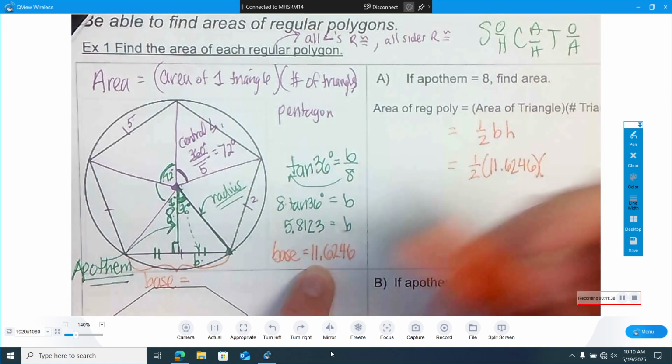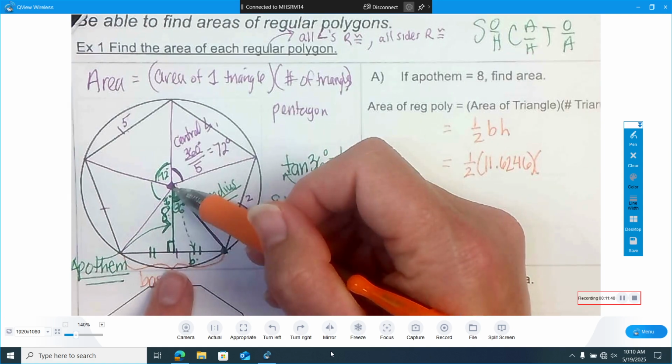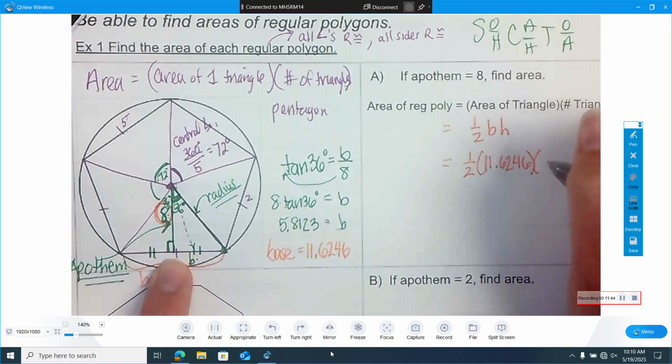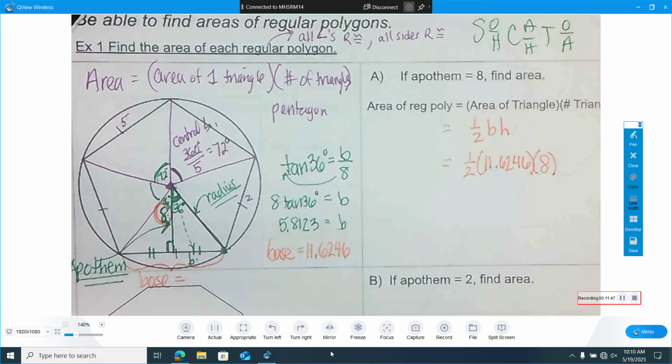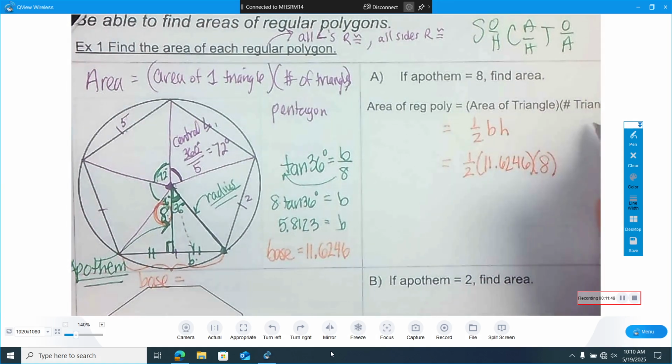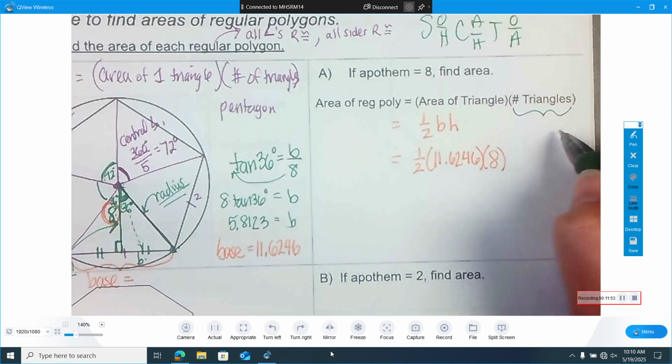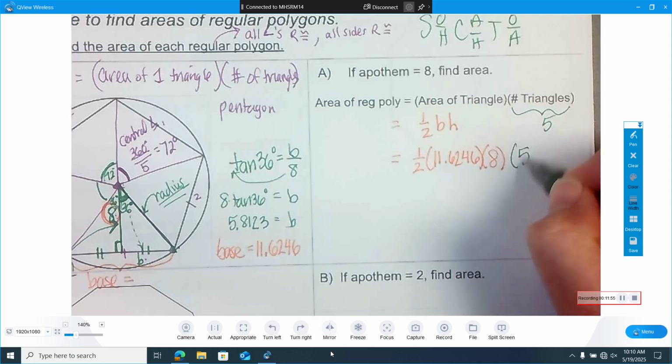11.6246. And what's the height of our triangle? 8. Yeah, it's this apothem height there. So times 8. And then we just have to multiply by the number of triangles. How many triangles did we have in this pentagon? Yeah, 5. So we're going to times it by 5.